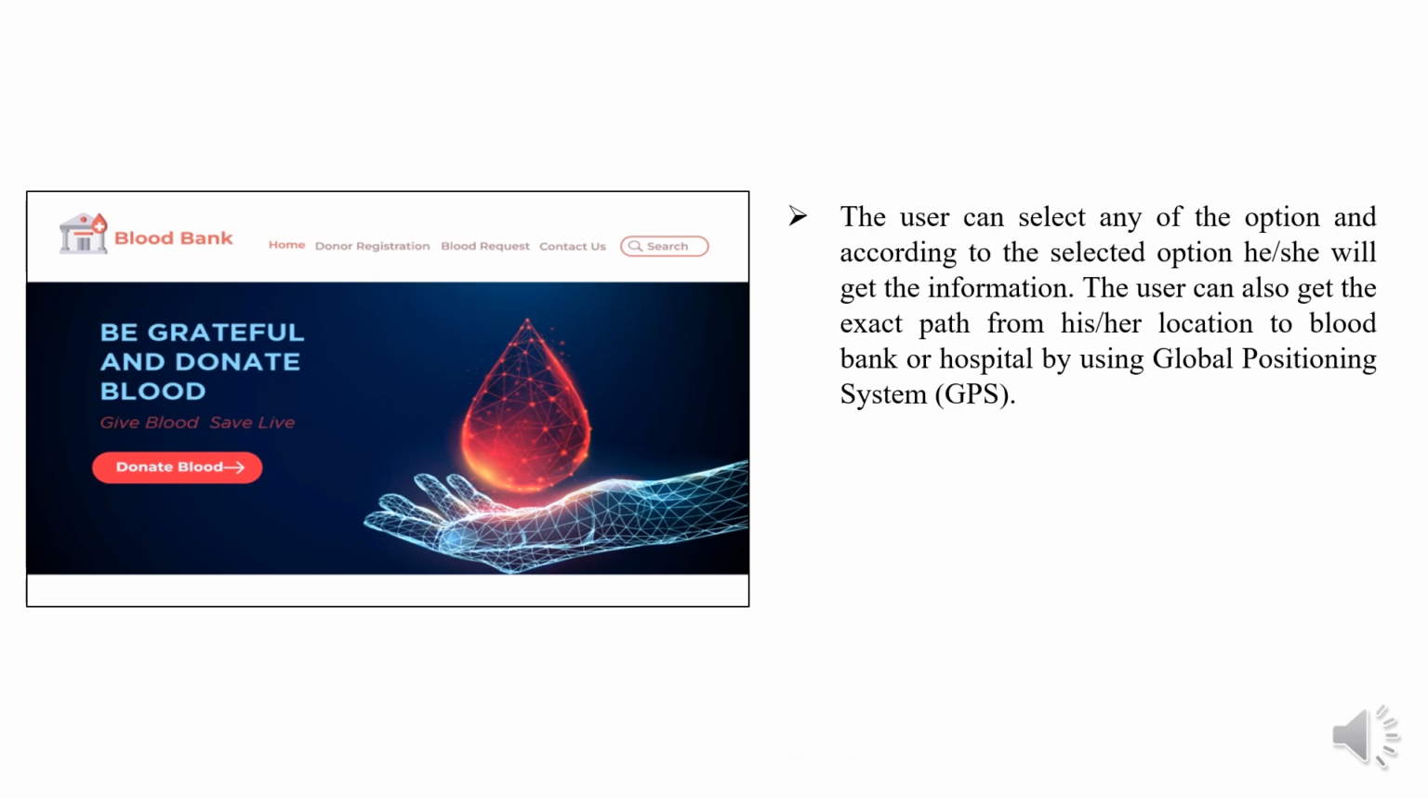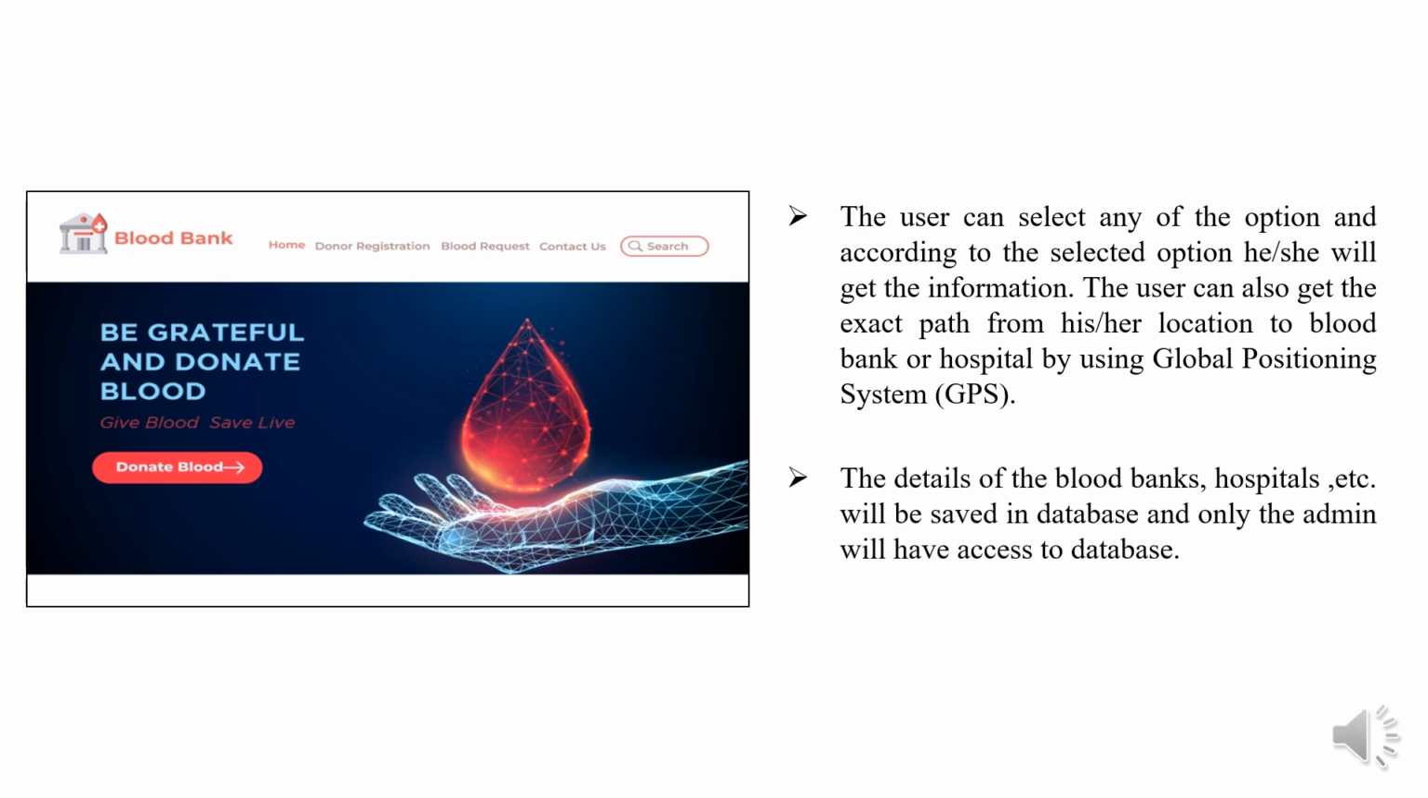The user can select any of the options from the menus being provided, and according to the selected option, he or she will get the information. The user can also get the exact path from the location to the blood bank or hospital by using GPS. The details of the blood banks, hospitals, etc. will be saved in a database, and only the admin will have access to the database.